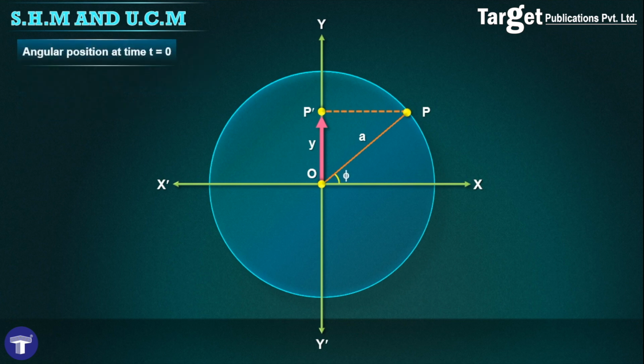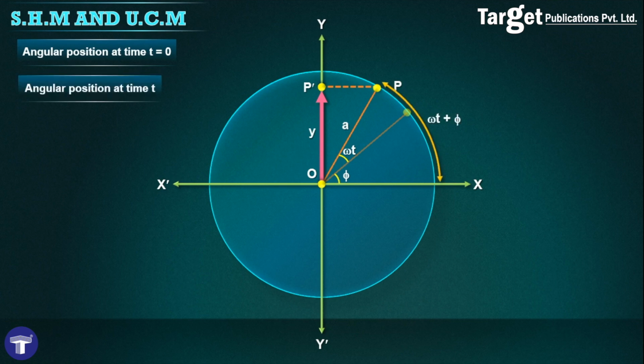Now, in general, initially at time t equal to 0, the point P may not always begin from the x-axis, and hence it could have some initial phase φ. That is, the angular position at time t equal to 0 is in general φ and not 0. Then as the particle P moves from t equal to 0 to some other instant of time t, it moves through an angle given by ωt, and hence the angular position of the particle P at time t is ωt + φ.